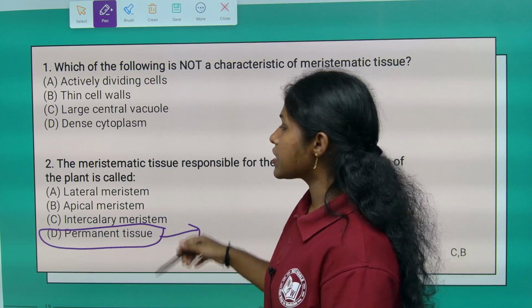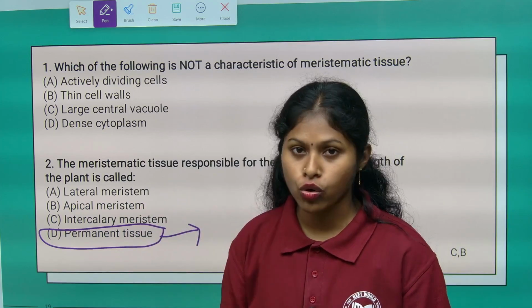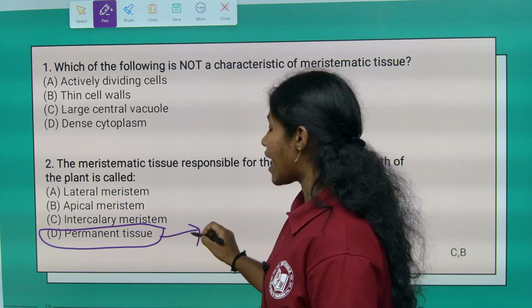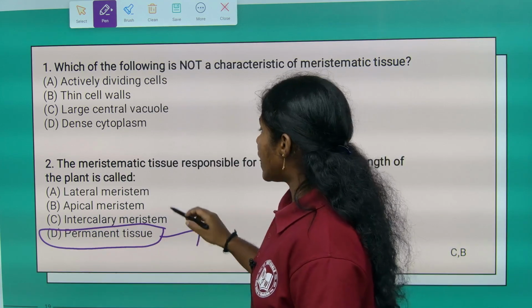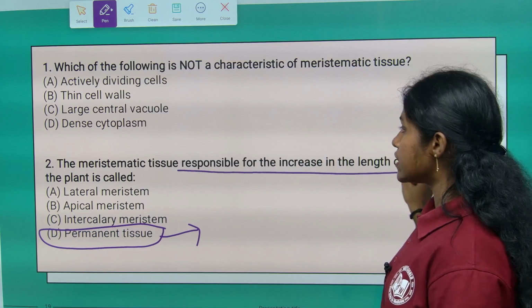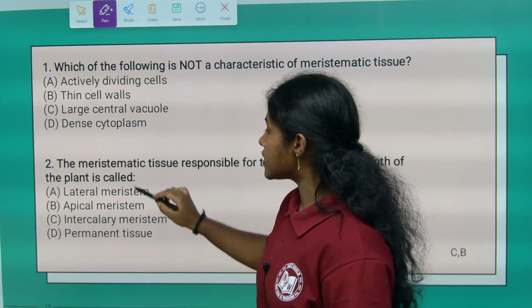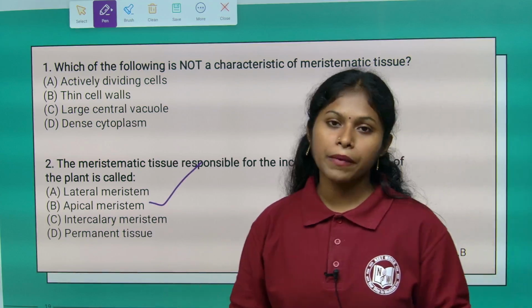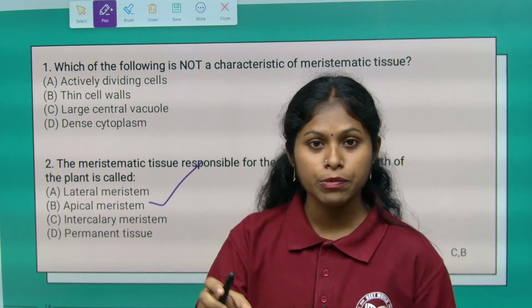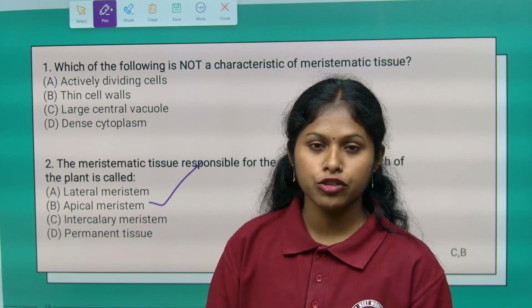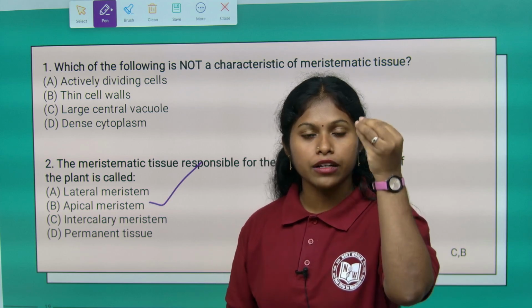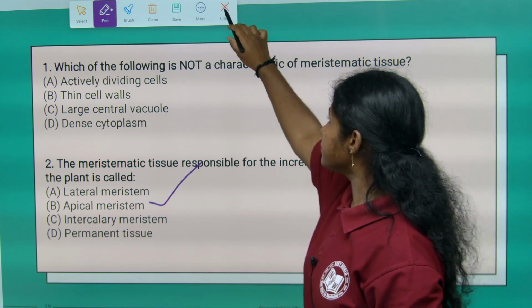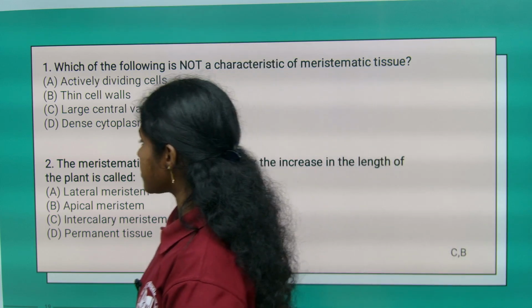Right children? The meristematic tissue are immature cells, but the permanent tissue are mature cells. Okay children? Because they have a specific role. So that is why they are asking which is responsible for the increase in length. For this question, the answer is apical meristem. The primary growth of the length is seen due to the meristematic tissue. Which meristematic tissue children? Apical meristematic tissue, because the apical meristematic tissue is present in the root tips and also shoot tips.